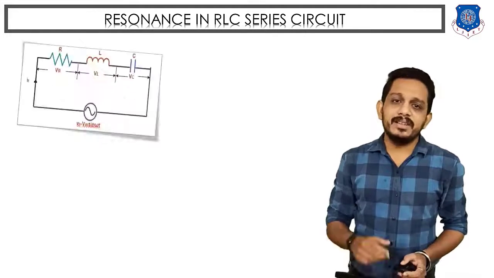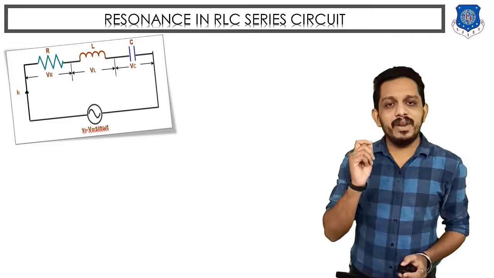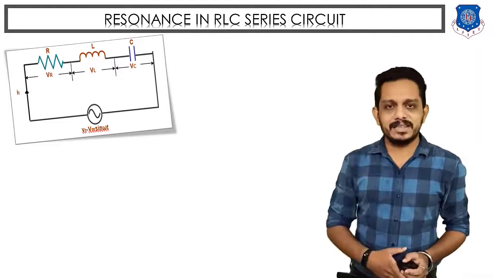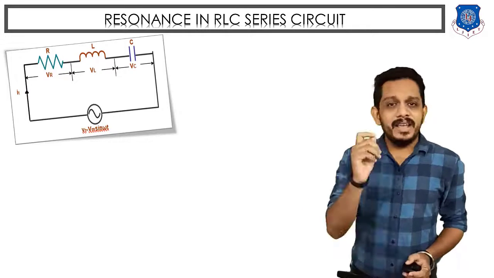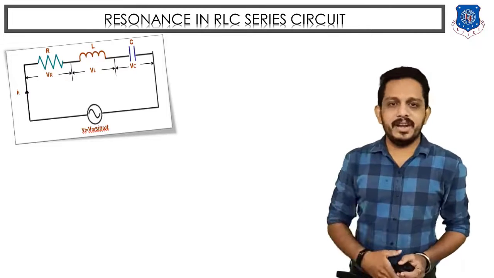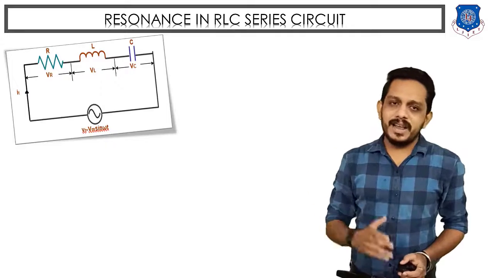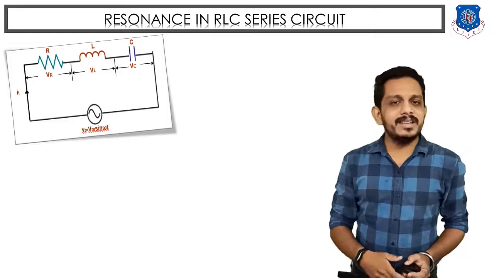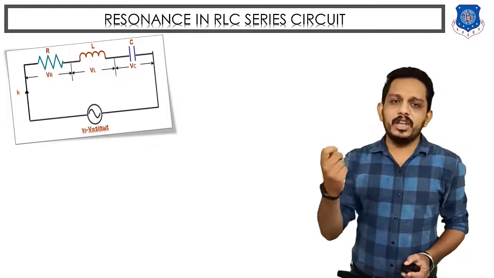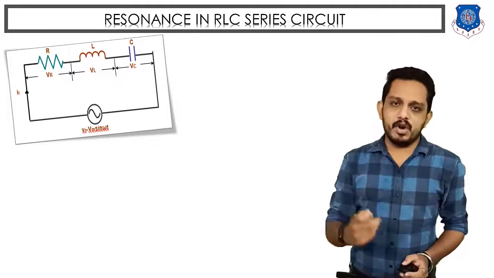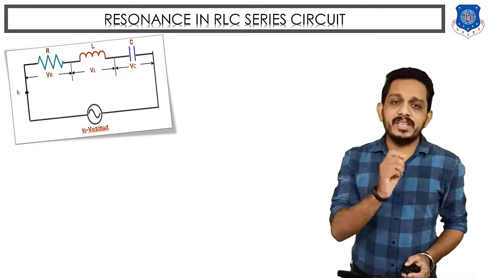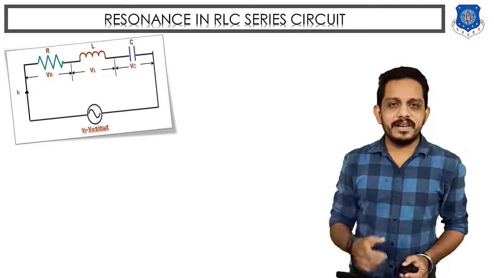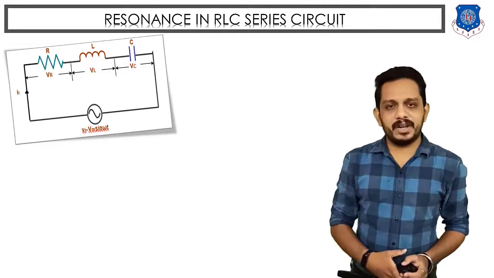To understand the concept of resonance, we need to recall the same circuit we took in the series RLC circuit. This circuit has three elements connected in series: a resistor, an inductor and a capacitor. V is the applied voltage to the circuit and I is the current flowing through it due to the applied voltage. VR, VL, VC are the voltage drops across the resistor, inductor and capacitor respectively.